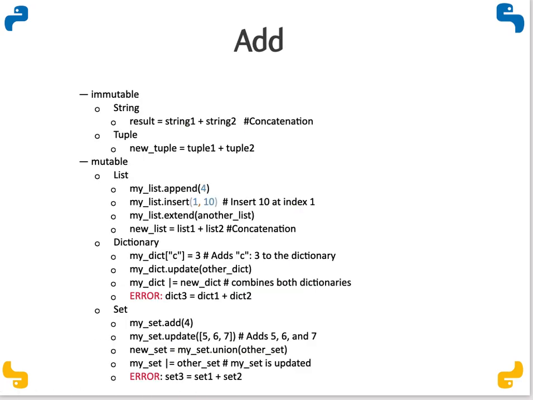Alright, we have learned how to create these data types. Next is how do we add things to them? Let's start with the immutable types, string and tuple. Immutable means that once they are created, we can't change them directly. So how do we add? Well, we are not actually modifying the original string or tuple. We create a new one with the added content. Let's talk about mutable types.